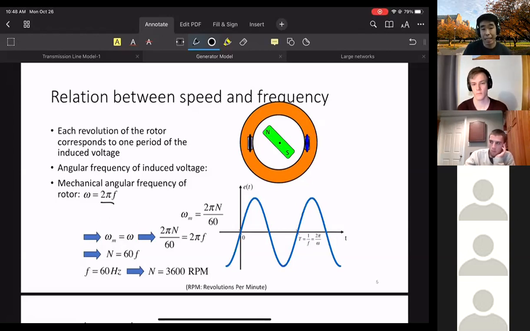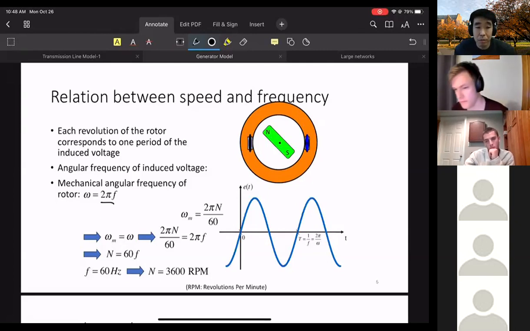Right. So what if my generator cannot turn this fast? Is there a way to reduce the speed of rotation, but still maintain 60 Hertz? Gearing? Not gearing, no. Gearing can change speed, but often gearing is a messy solution that is only used for wind. Because with wind there's nothing you can do about the speed of wind, so you use gearing.